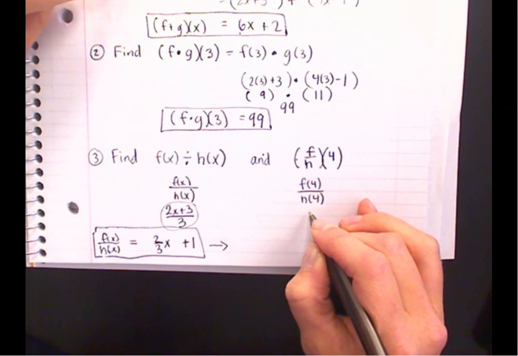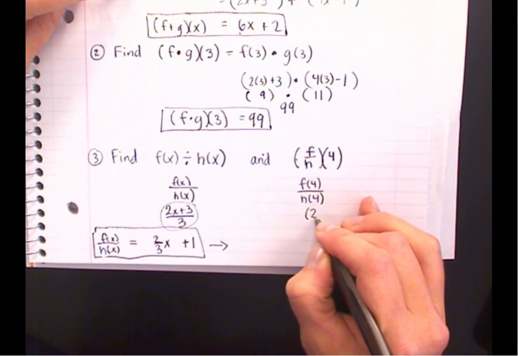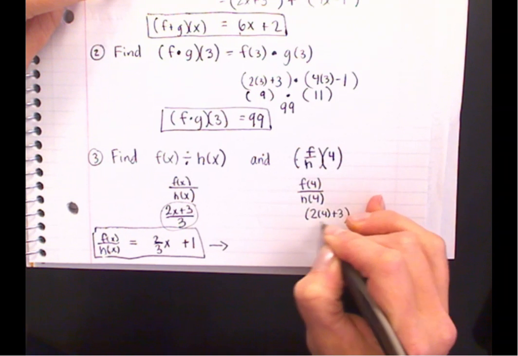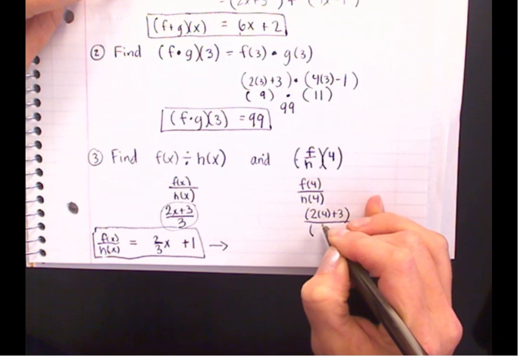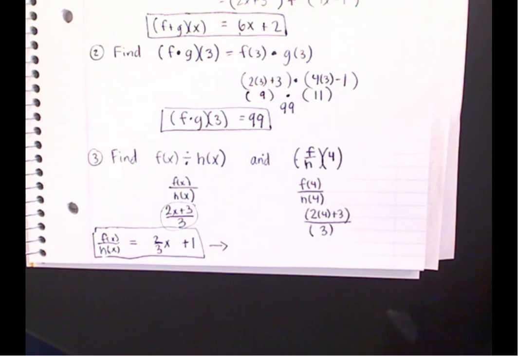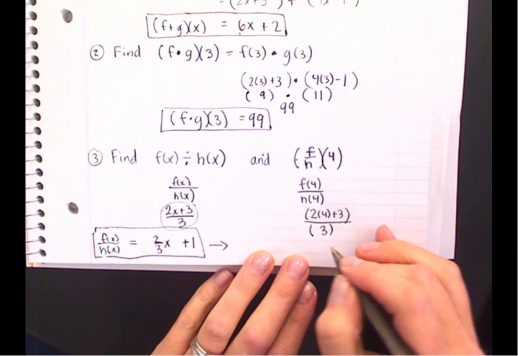So f of 4 is... h of 4 is just 3 because there's nowhere to put the x. Okay. 8, 11 over 3.